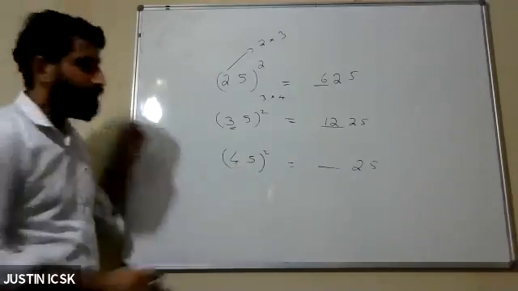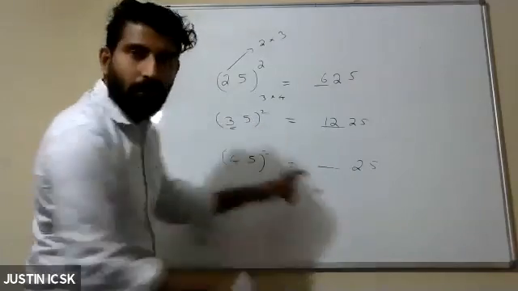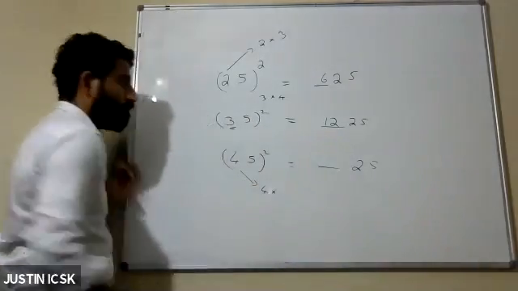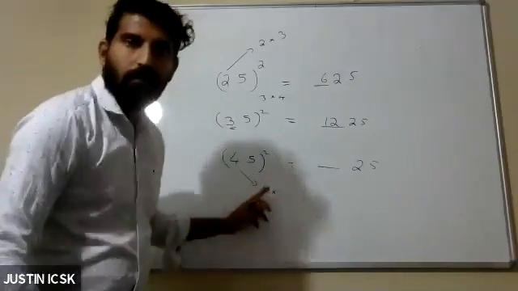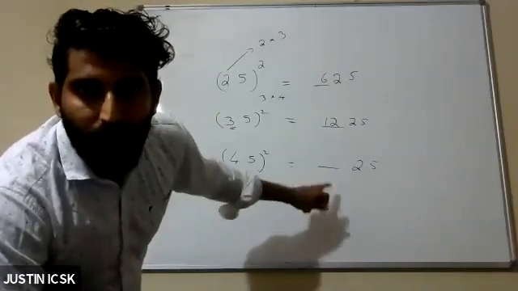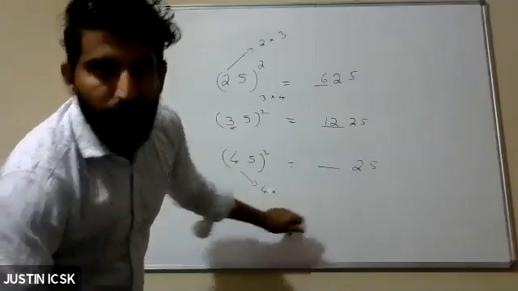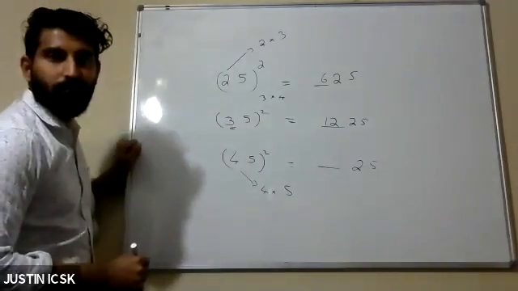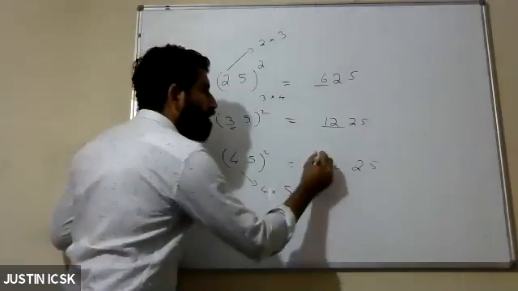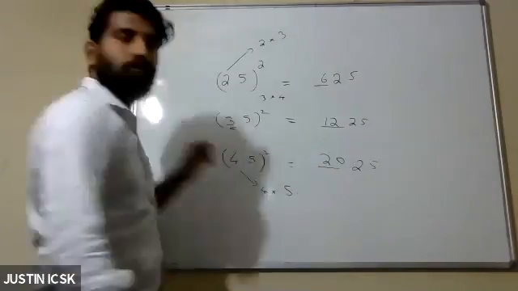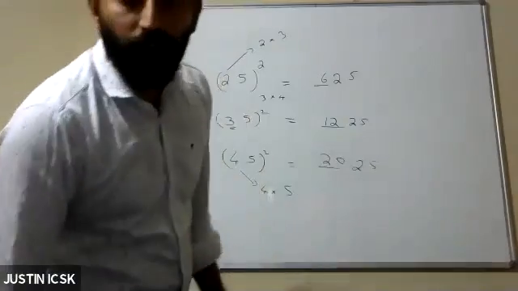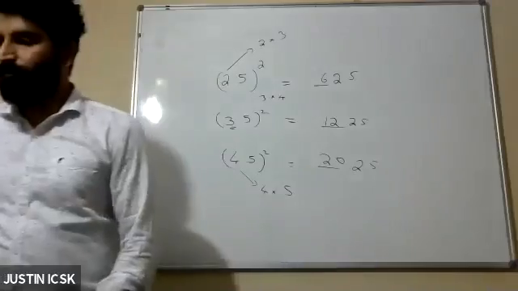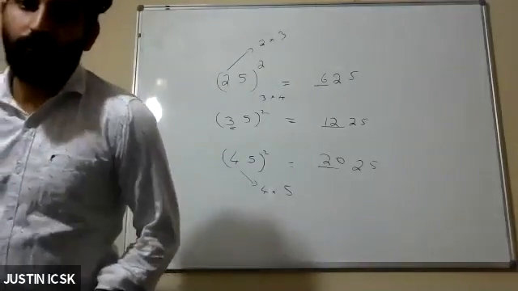Now can you check this number? What number will come? 45. 4 into the number after 4, which is 5. 4 fives are 20. So 2025.